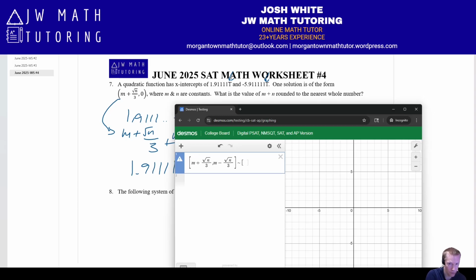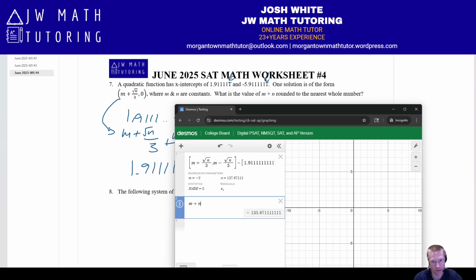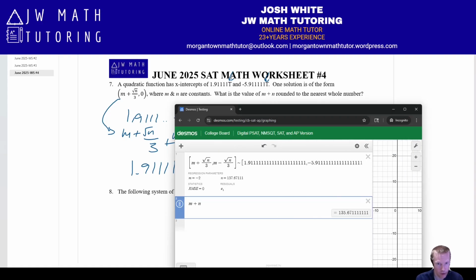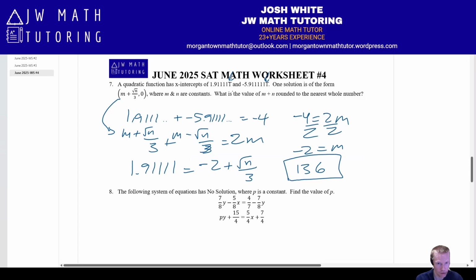I know that the first one is equal to 1.91, and you just put a bunch of ones there. I know the second one is 5.91, and I just put a bunch of ones. And notice eventually, once you type enough ones, the values aren't changing anymore. So it gives me m, it gives me n, and so m plus n right here, 135.67, would be rounded to 136. So that's how you could do this entire thing in Desmos, again, by just setting up a system of equations, each in general form equal to the specific value that you're given.